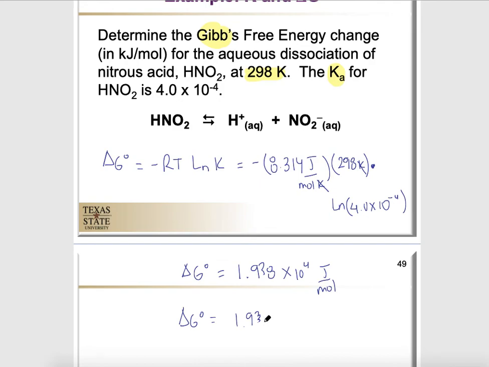1.938 times 10 to the 1, and that's in kilojoules per mole. Or I could also write it without scientific notation. You could also write it as 19.38 kilojoules per mole. The end.